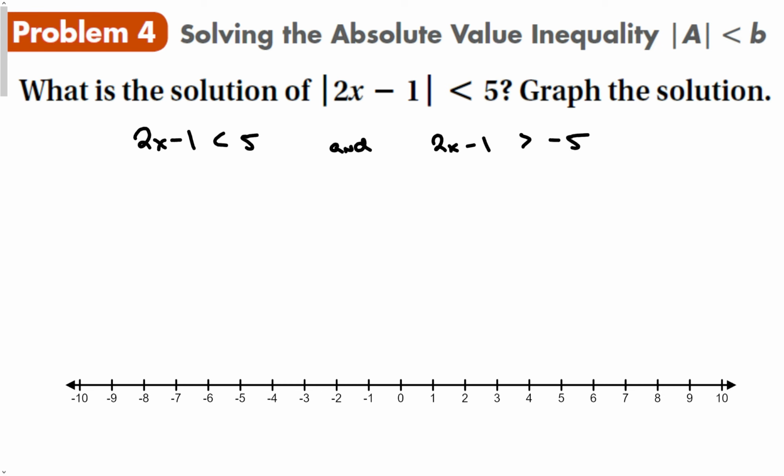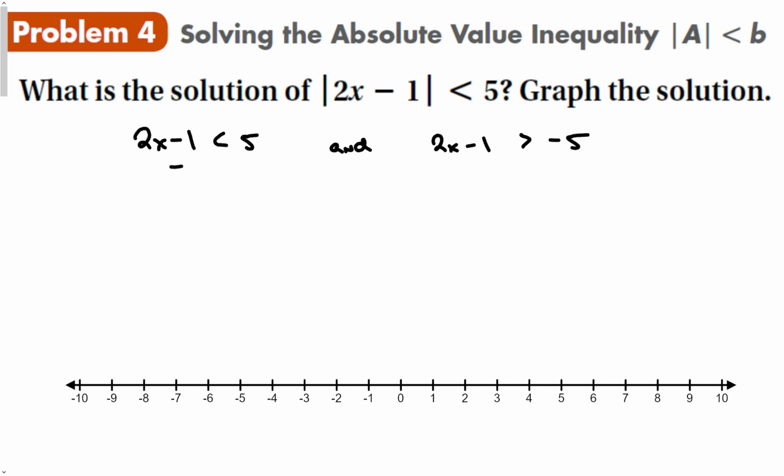Okay. I could also write this as a compound inequality if I wanted to, since 2x minus 1 has to be in between -5 and +5 for this absolute value to be true. I can collapse these two things and write it like this: -5 is less than 2x minus 1, which is less than 5, because 2x minus 1 has to be in between those two numbers, and I can solve it that way as well.